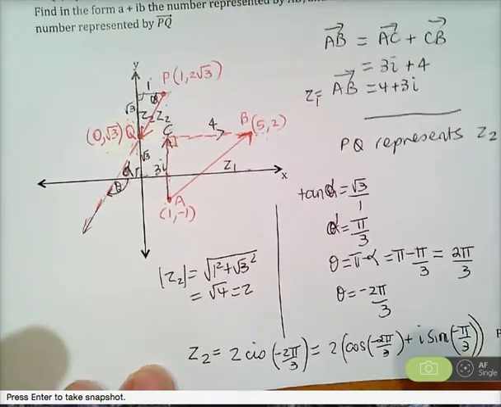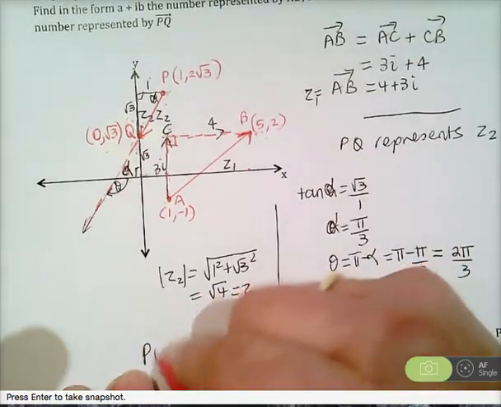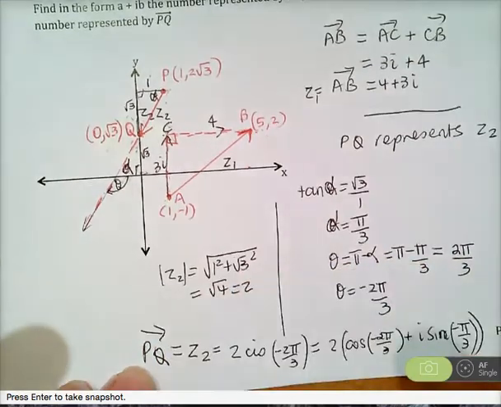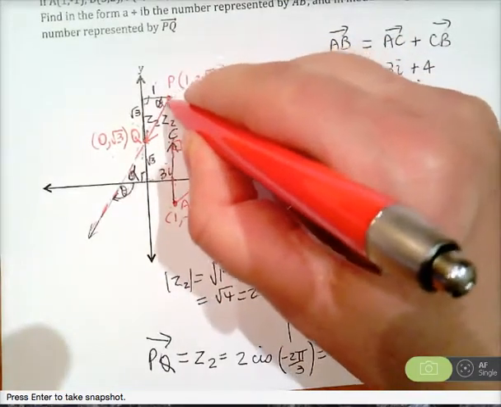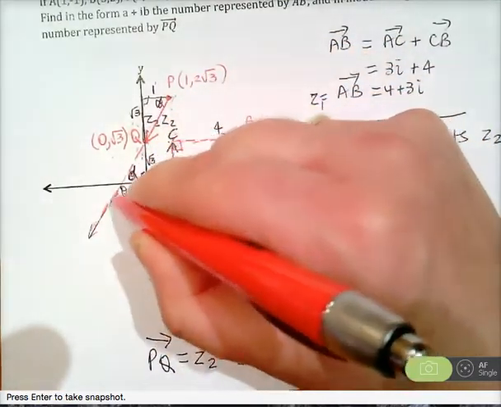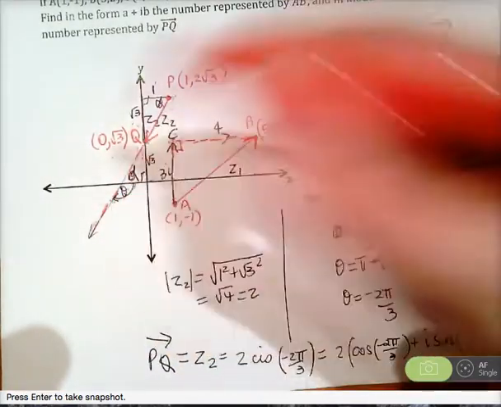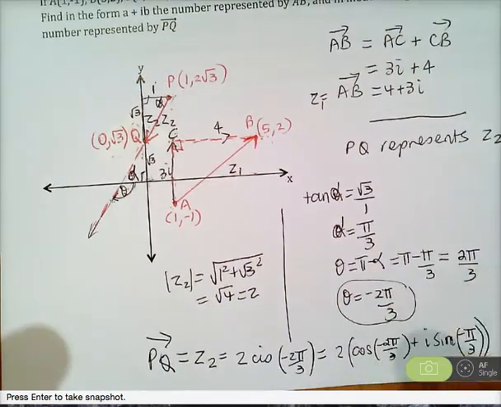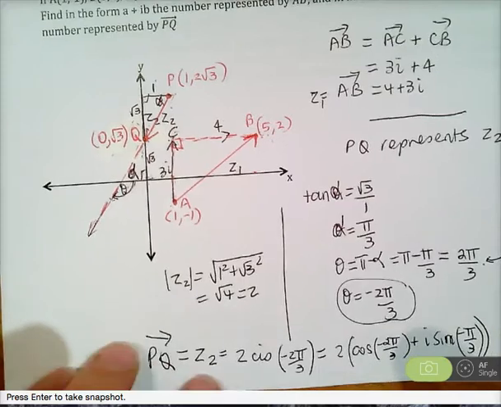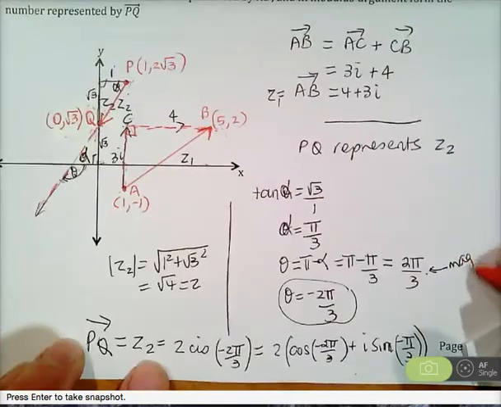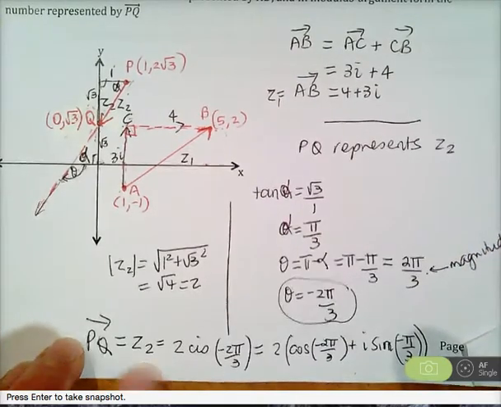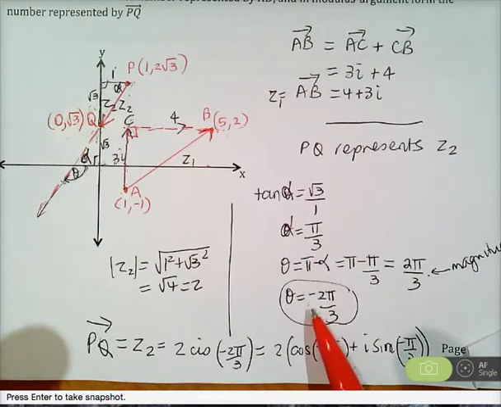Okay, notice the angle, so I had to extend this line, and this is the angle here, and that's in the negative direction, which is why it's negative 2 pi on 3. This is actually just the magnitude of the angle, its size, but taking into account the direction, it's minus 2 pi on 3. Okay, so that's the vector represented by PQ.